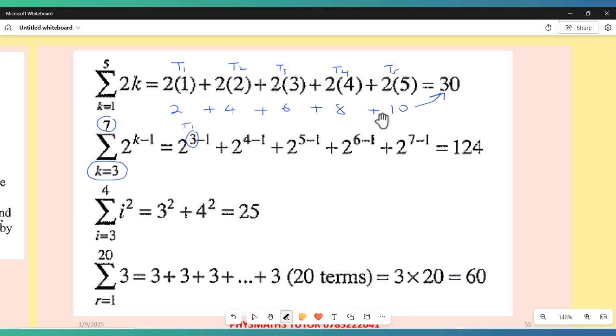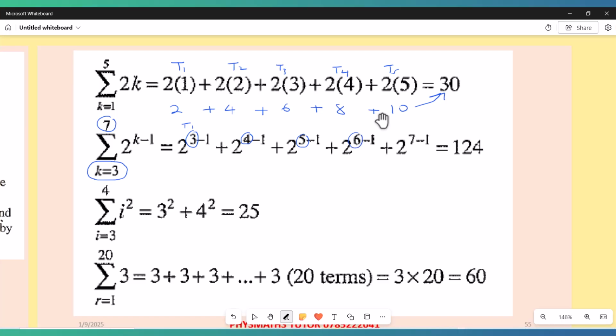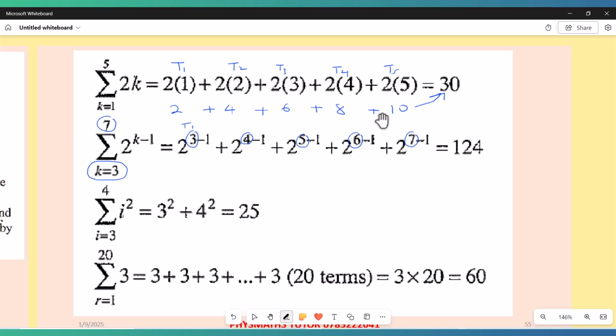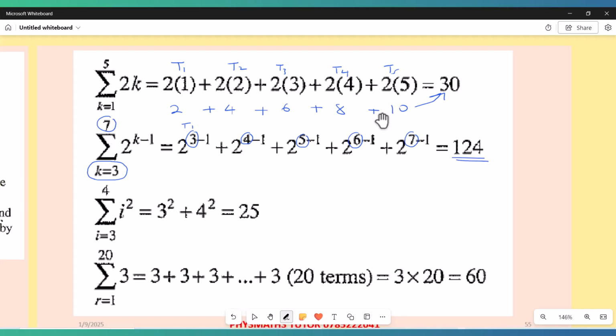Then what comes after 3? We go to 4. So now we put a 4 here to get our next term. Then we put a 5 to get the next term. Then put a 6 for the next term. They said you must stop at 7. So we stop at 7 here. So when you simplify here and get your answers, then you can add, you get 124. Okay, are we together?